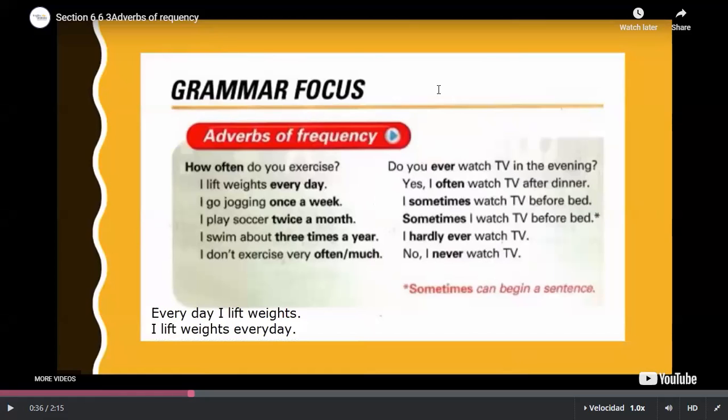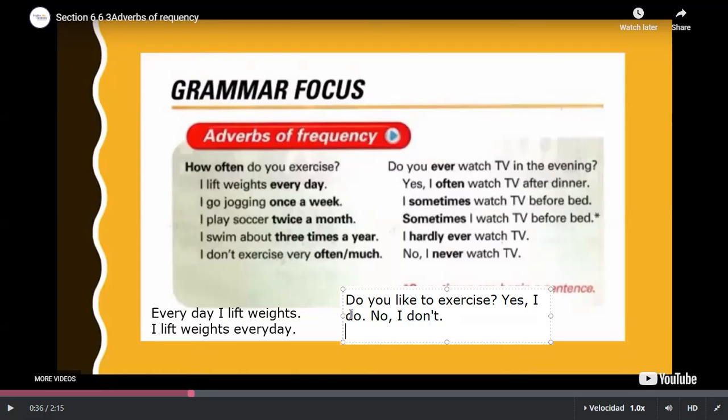Now, if I say to you, for example, do you like to exercise? What do you respond? Yes, I do. Or no, I don't. That is the correct response. Do you like to exercise? Yes, I do. Or no, I don't. Any questions? Any questions?